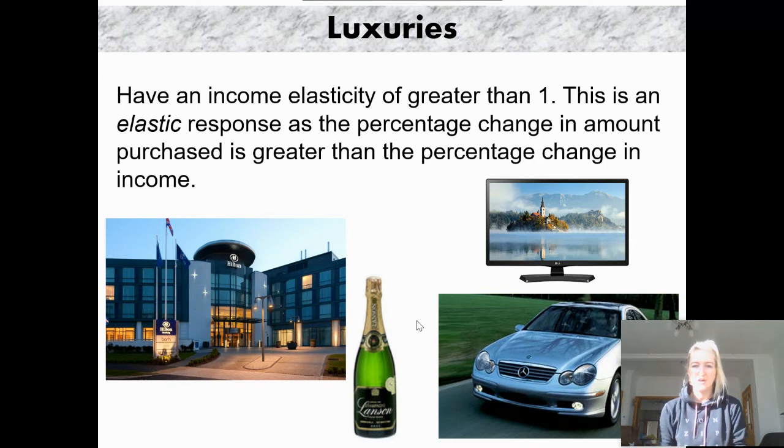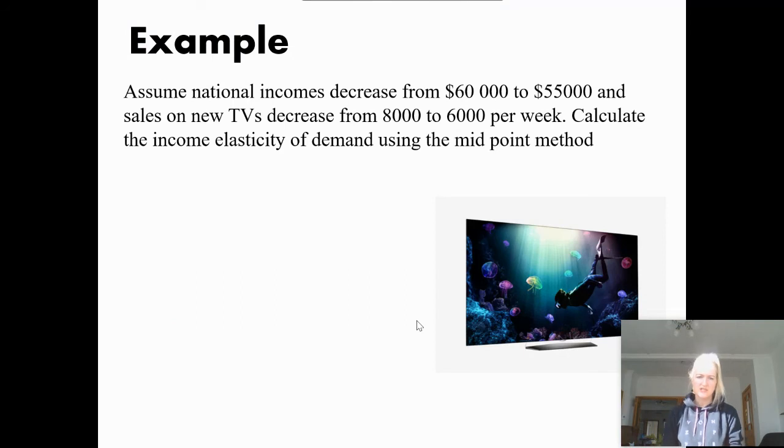Luxuries have an elasticity coefficient greater than 1 because luxuries are obviously the opposite to a necessity. They are something that we consume when we have a lot of extra disposable income. So they have an elastic response. It's also because the luxuries usually take up a large proportion or percentage of our income. So when our income changes, we will be quite responsive to price changes in luxuries.